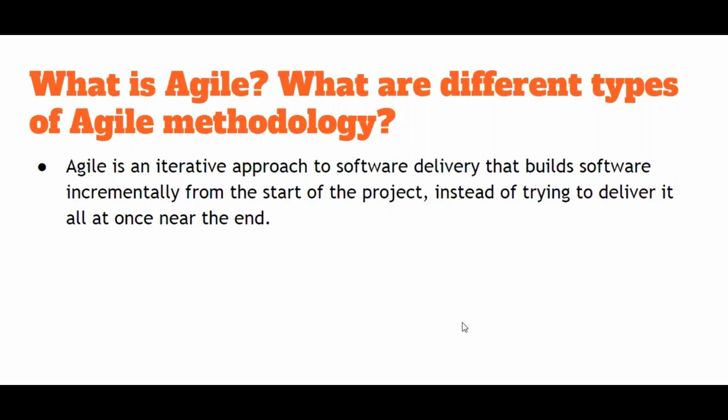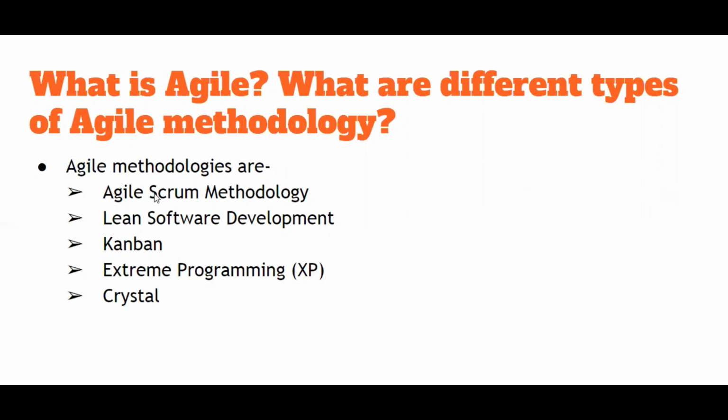Now, what are the different types of agile methodology? Here you can see we have Agile Scrum methodology, lean software development, Kanban, extreme programming, Crystal, and some more. First of all, we will see what these different types of methodologies are and why they are used. The very first one is Agile Scrum methodology.